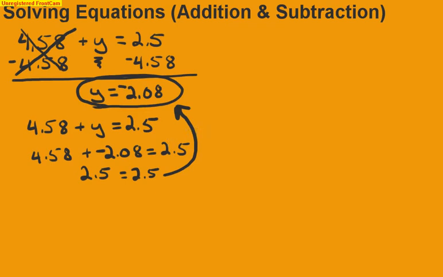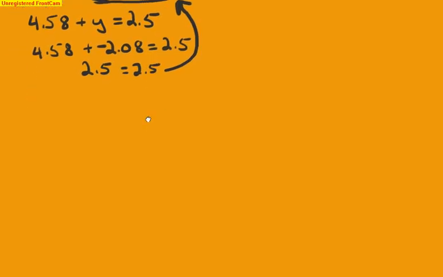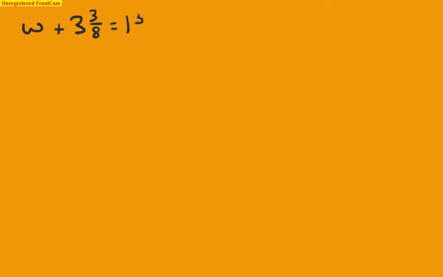Let's scroll up a little bit, and it wouldn't be any fun if we didn't include a fraction in this, so let's do this one right here. We have w plus 3 3/8 equals 1 5/6. I don't necessarily like to deal with mixed numbers. I like working with improper fractions. It's just easier to manipulate them, so I'm going to change this up a little bit.